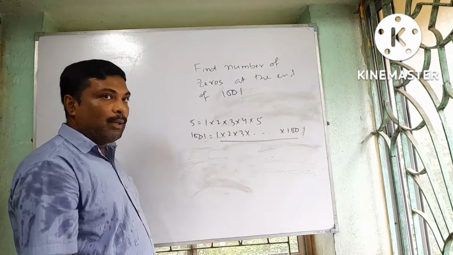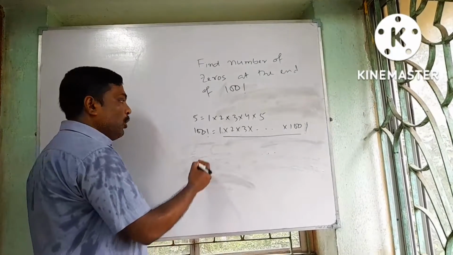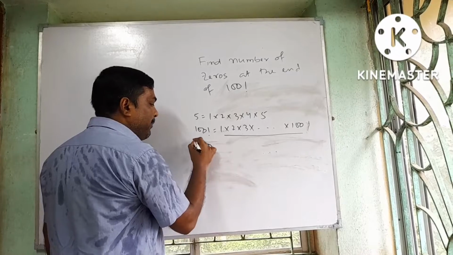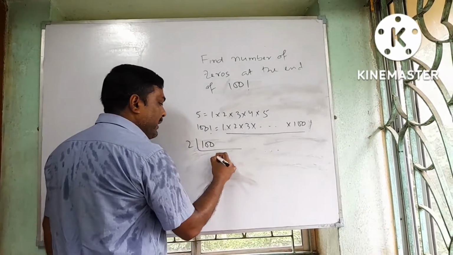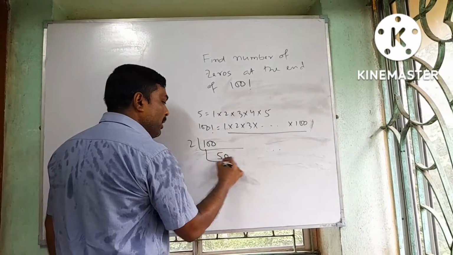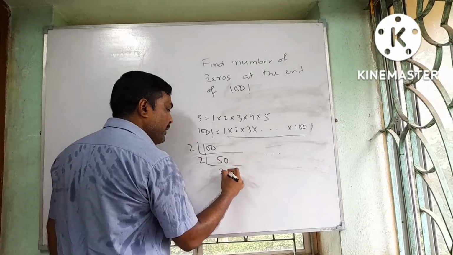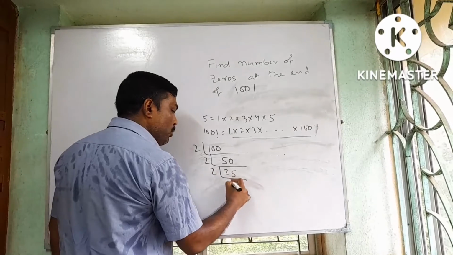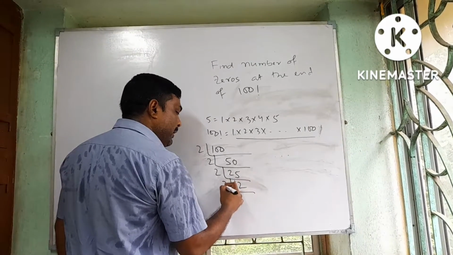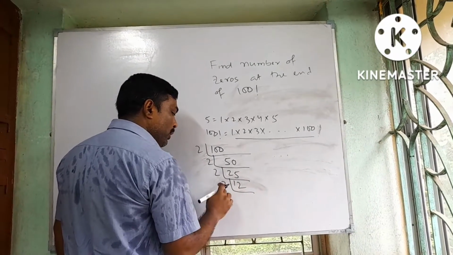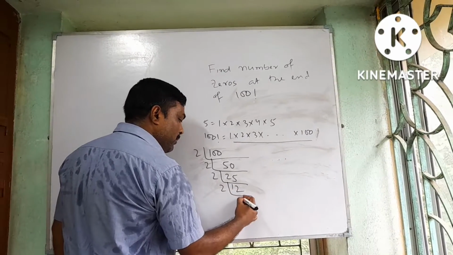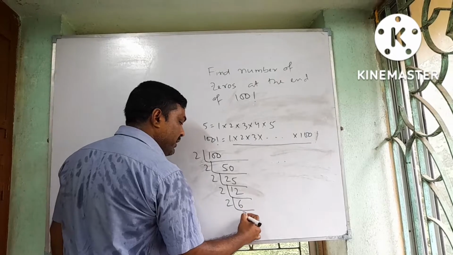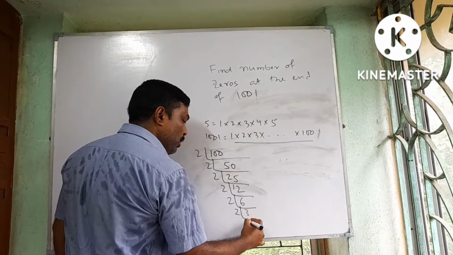So we have to find the number of 2's and the number of 5's. First we find the number of 2's. Just divide 100 by 2 and the quotient is 50. Now divide 50 by 2, quotient is 25. Next divide 25 by 2, quotient is 12. Divide 12 by 2, quotient is 6. Divide 6 by 2, quotient is 3. Divide 3 by 2, it is 1.